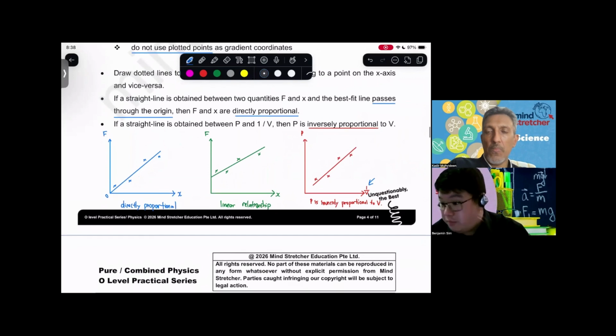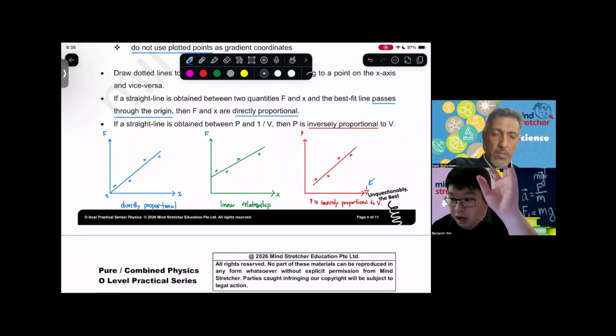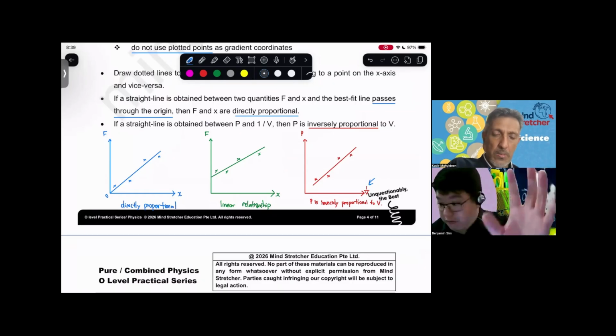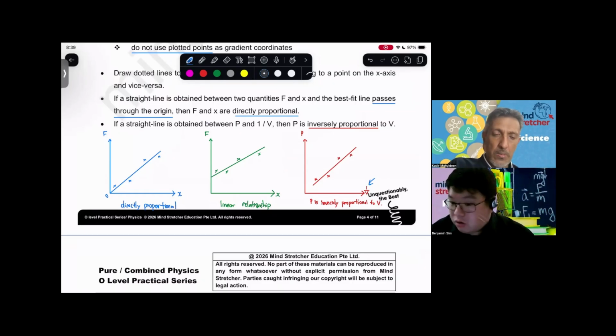Okay, that's a good question. Not necessary, don't have to. So even if it doesn't pass through the point of origin, you can still consider it as inversely proportional, so long as you can prove and draw a straight line between one variable and one over the variable of another variable. Then that one confirm will be inversely proportional. Doesn't have to be origin.